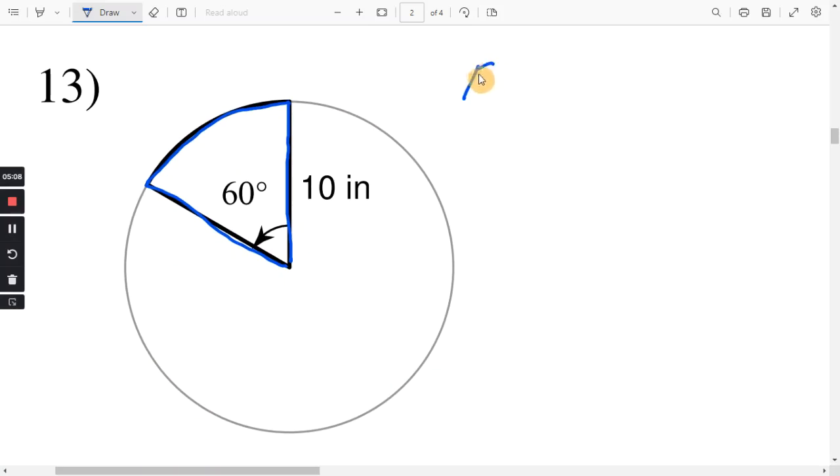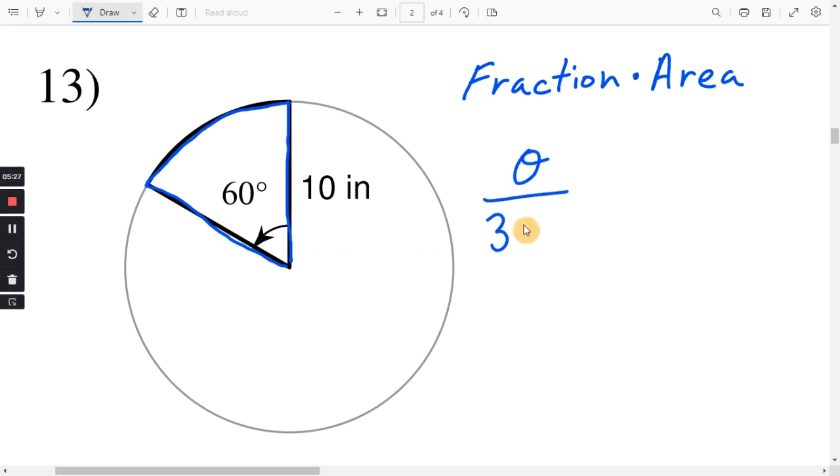We'll start with the basic. We said the sector area is going to be the fraction of the circle times the entire area. The fraction of the circle, when you're dealing with degrees, is theta divided by the whole circle, which is 360. Theta is just the central angle, and that's multiplied by the area of the circle, which is just pi r squared.